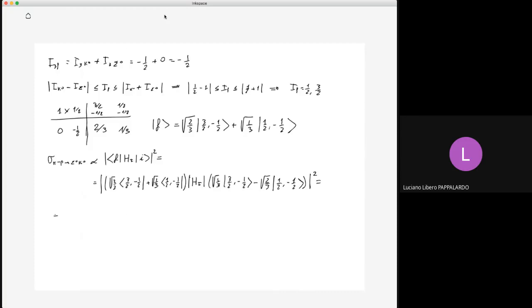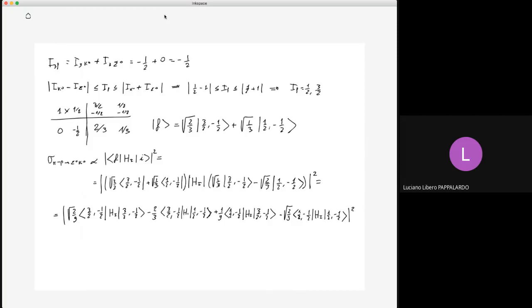So let's take all the products. Square root of 2/9 of <3/2, minus 1/2| H |3/2, minus 1/2>, minus 2/3 <3/2, minus 1/2| H |1/2, minus 1/2>, plus 1/9 <1/2, minus 1/2| H |3/2, minus 1/2>, minus square root of 2/9 <1/2, minus 1/2| H |1/2, minus 1/2>.